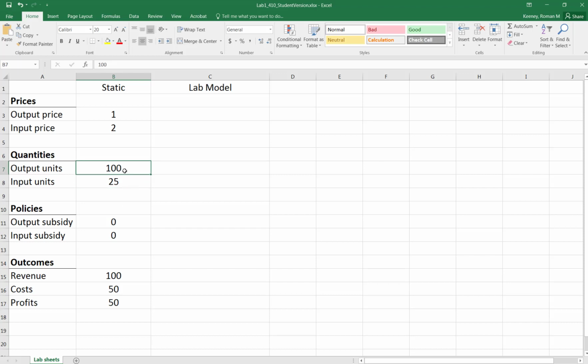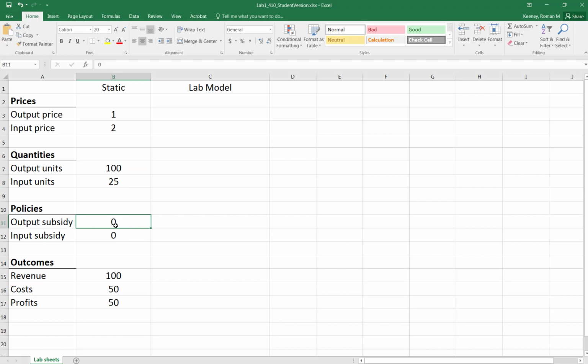Okay, and so we are missing one thing there that we added. If you read through the handout, you'll see that we add a production function. But in the slides we just went through, we said we need to figure out what the formula is, or the mathematical equation that converts input to output, and we'll do that in the second column over here under the lab model.